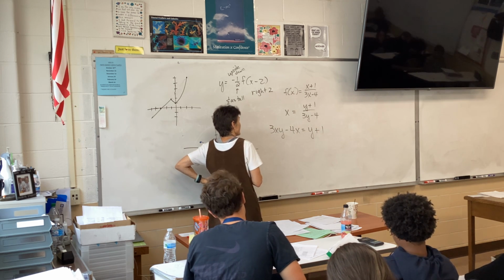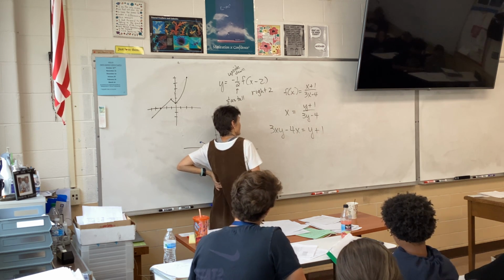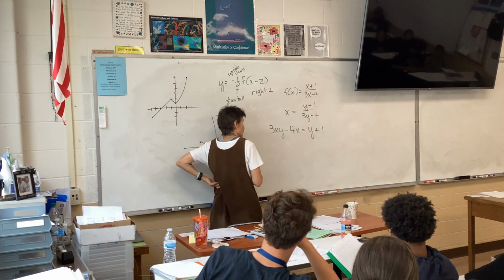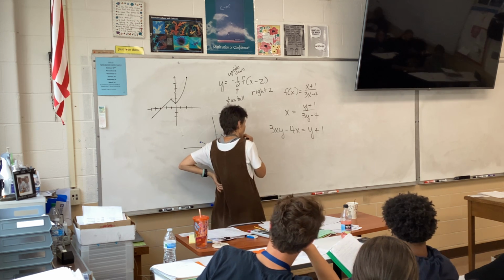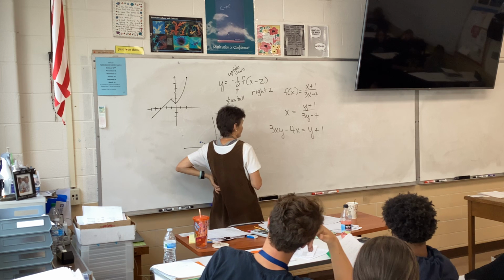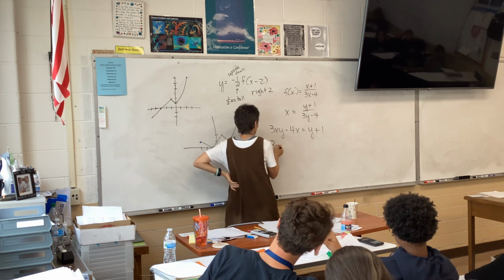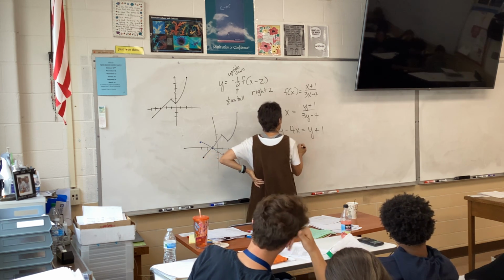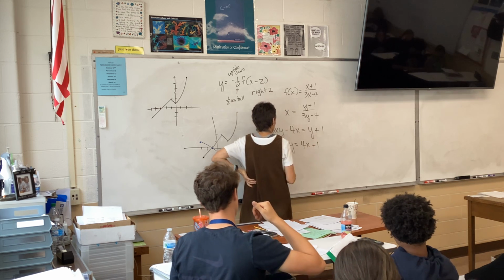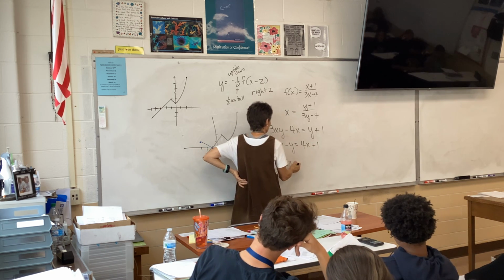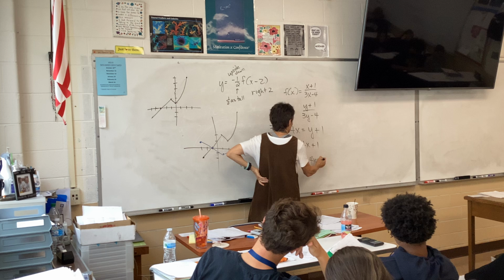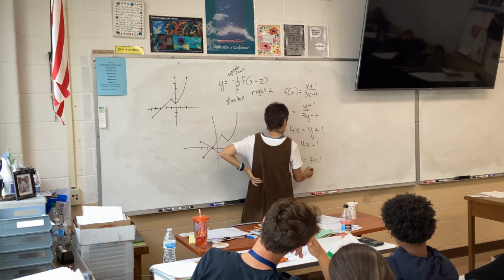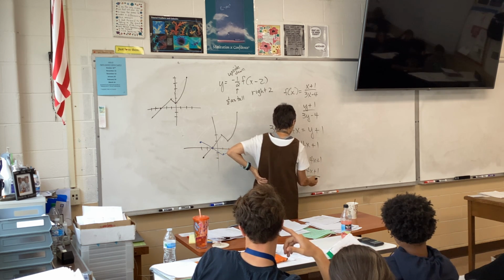Now here's the key to the problem. This is a step you cannot not do. What do we have to do if we're trying to get y by itself? Get the y's on the same side. Then we can factor them out. And then we can divide. And here's my inverse.